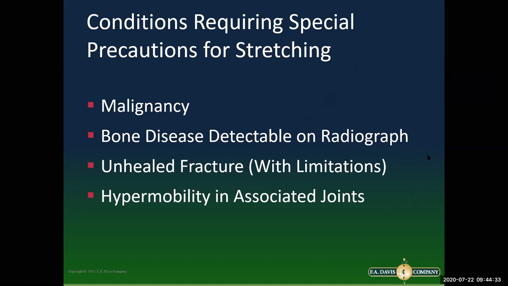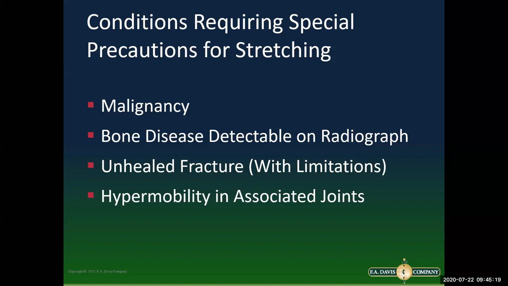Bone disease detectable on a radiograph, right? So if you notice that they've got severe osteoporosis or severe osteopenia, not going to want to do joint mobilizations. Unhealed fracture. I should hopefully not have to say this, but if the patient's got a broken bone, don't mobilize it. I don't know why I have to say that. I think about that for a time and go, we have to say that now because somewhere, some person tried to do mobilizations on a broken humeral head. It's kind of like the caution coffee may be hot. Right? I just don't understand it.